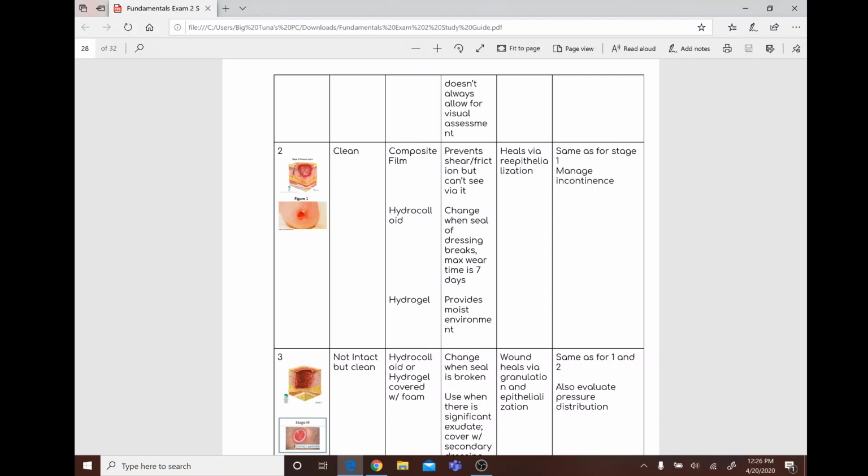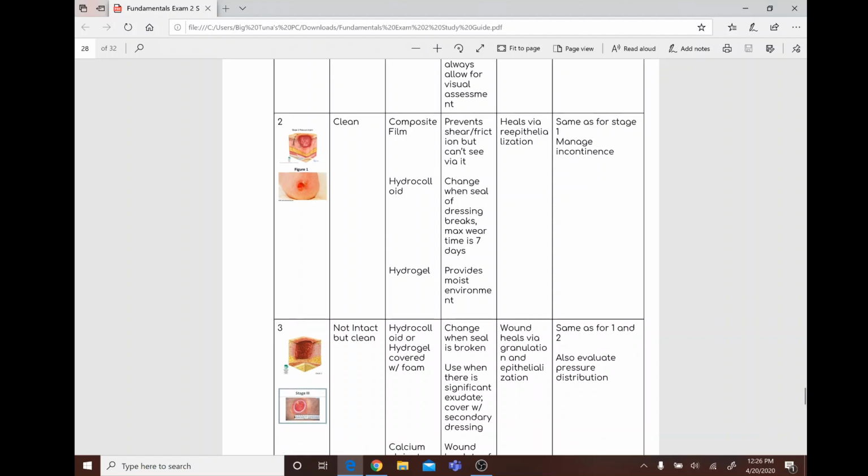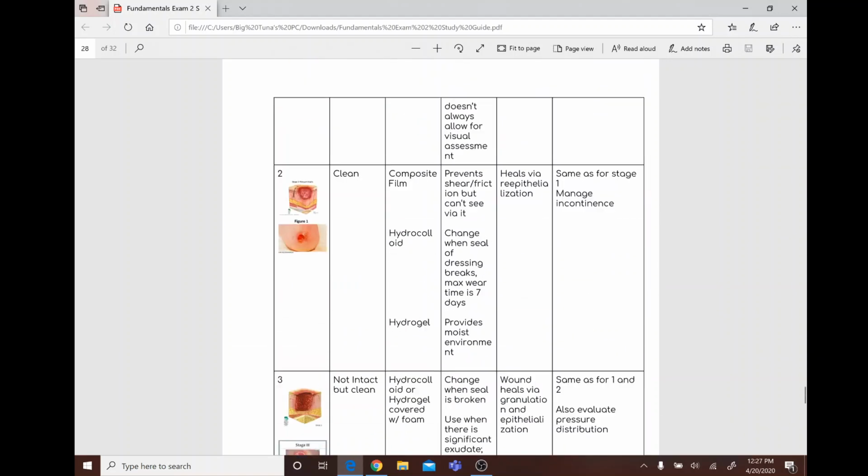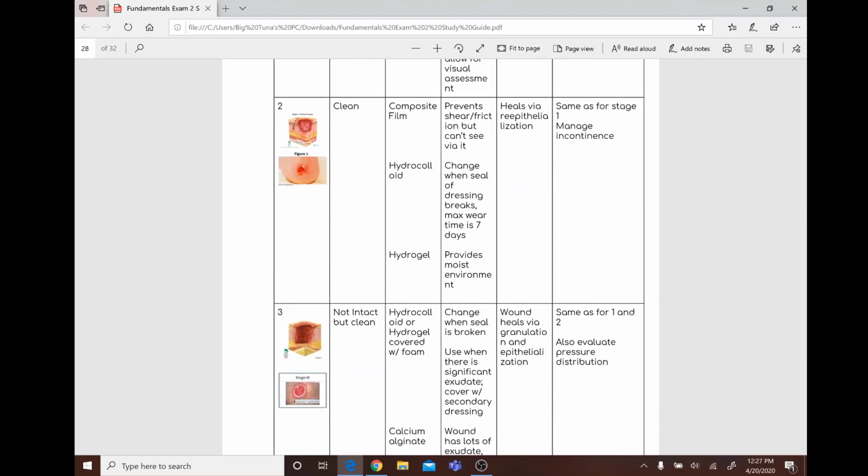What do we know about hydrocolloid dressings in stage 2? Change when seal of dressing breaks. Max wear is 7 days. What do we know about hydrogel dressings and stage 2 ulcers? Provides moist environment.